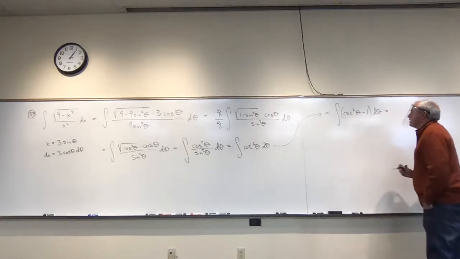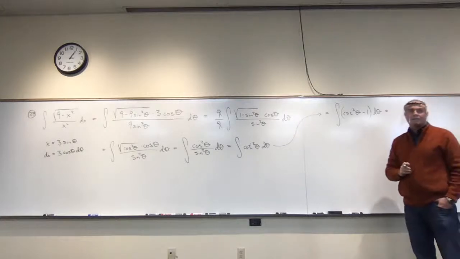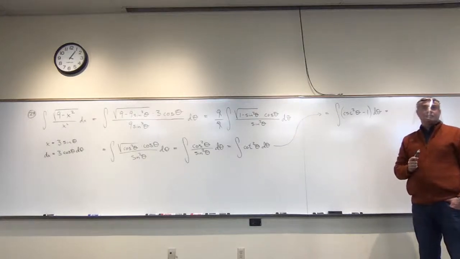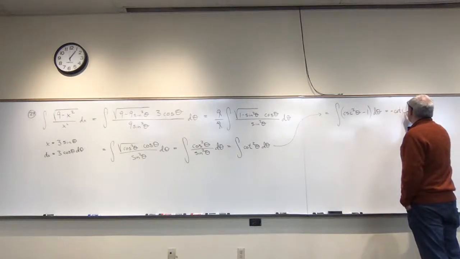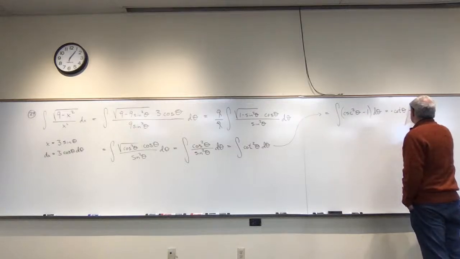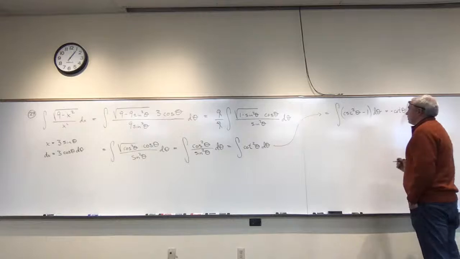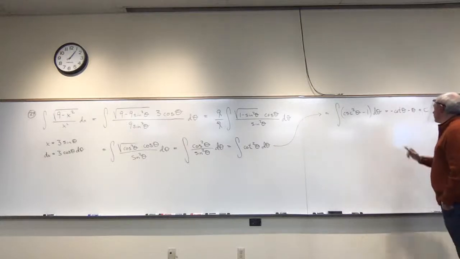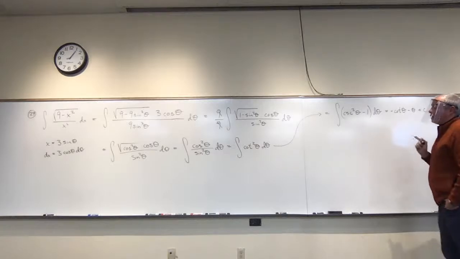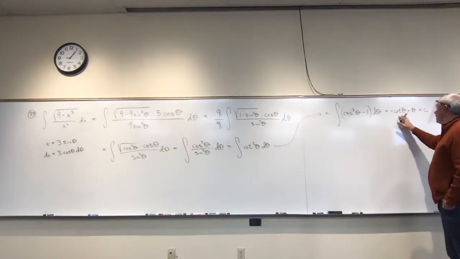Antiderivative of cosecant squared of theta would be what? Negative what? Yeah, negative cotangent of theta. Does that sound right? Negative cotangent theta. Antiderivative of negative 1 is minus theta plus c. And this is where you're probably asking the question, right? We have thetas. We don't want thetas. We want x's, correct?